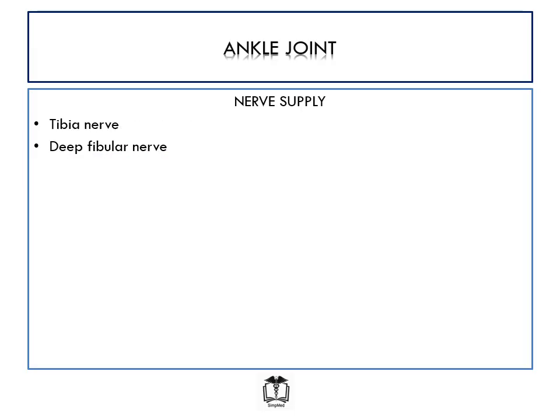The nerve supply to the ankle joint follows Hilton's law, and this states that the nerve supply to muscles acting on a particular joint will also supply the joint. So the tibial nerve and the deep fibular nerve are nerves supplying muscles around the ankle joint, and they are nerves that will supply the ankle joint itself.